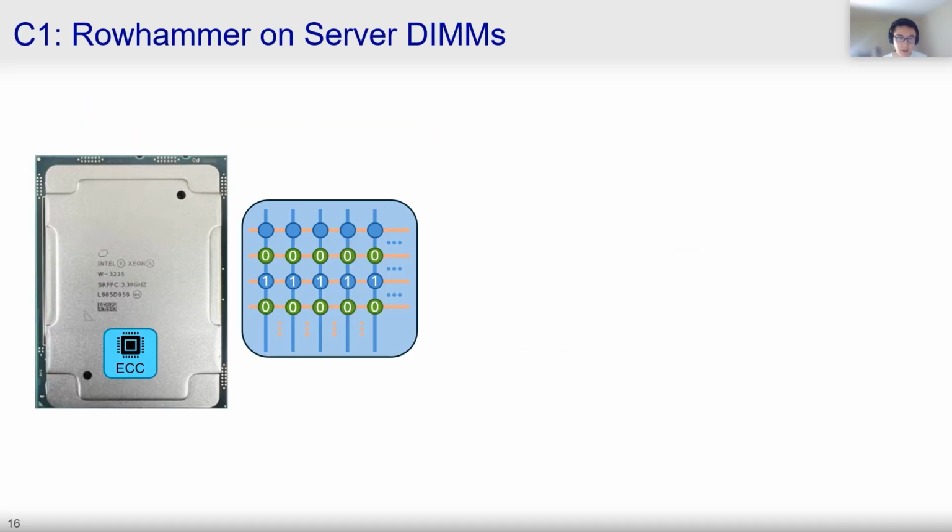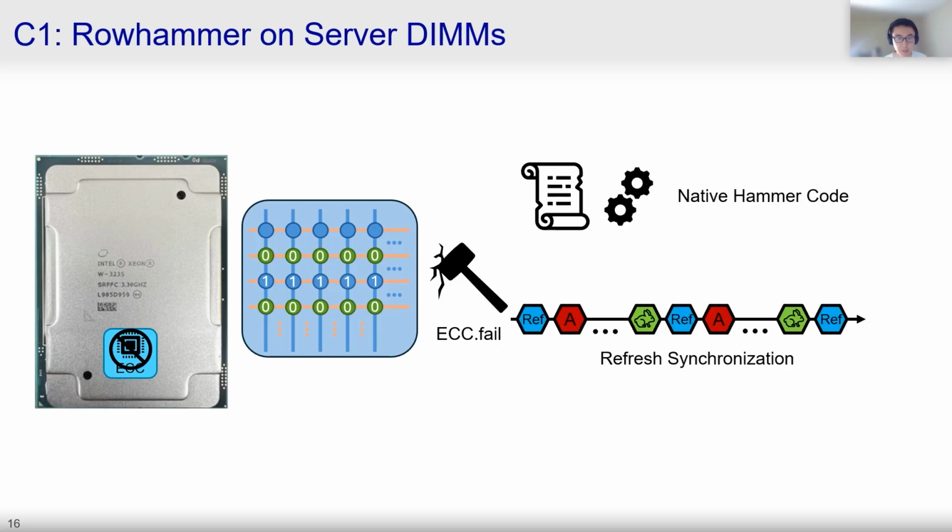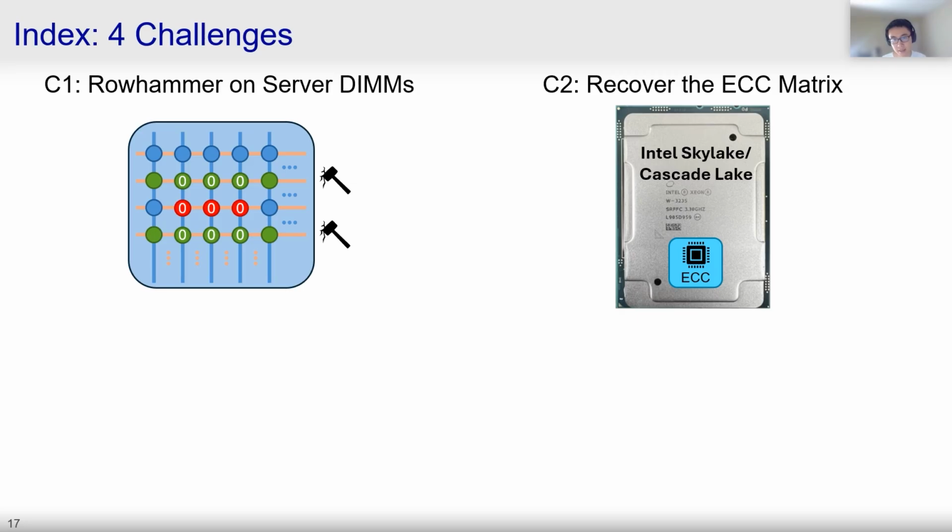Now let's move on to our real machine. We first disable the ECC checking mechanism on our test machine, and then implement our Rowhammer attack program using native code with proper refresh synchronization. We actually get more than 100 flips per row on the real machine. So after getting enough flips on the DDR4 server DIMMs, we proceeded to recover the ECC matrix so that we can know where to flip to bypass ECC.